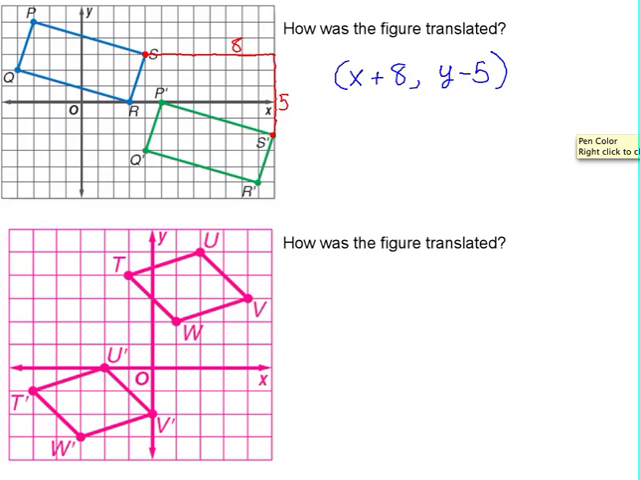Okay, so first of all, find your pre-image. It's the one without the little apostrophe, so it's in the top one. Start from any point. I'm going to start from T, and it looks like it's going left and down. So it went left 1, 2, 3, 4, and down 1, 2, 3, 4, 5. So your coordinate should be x minus 4, so we went to the left, and y minus 5.